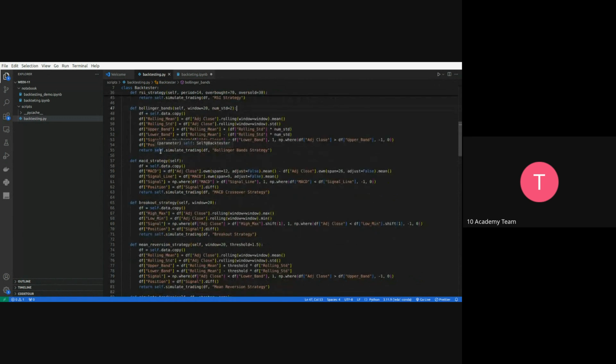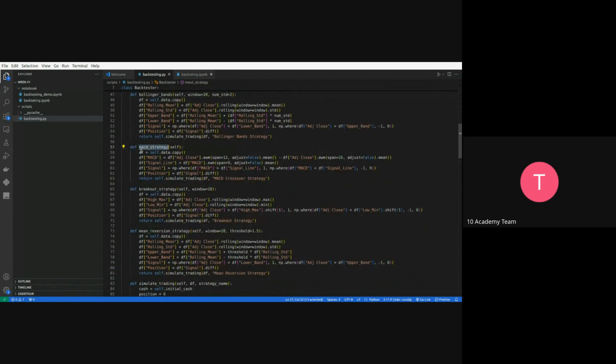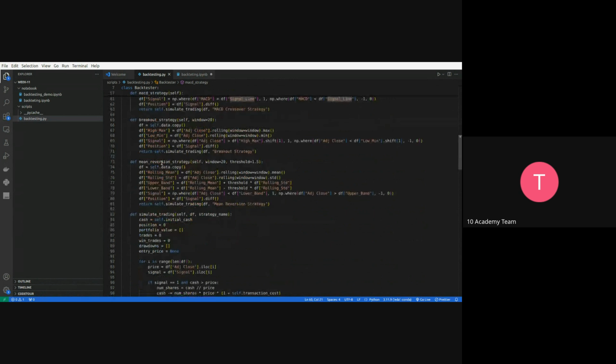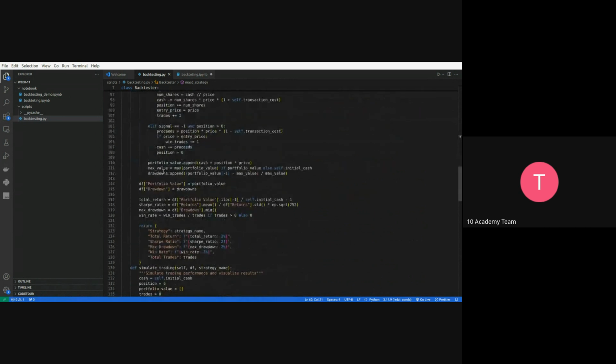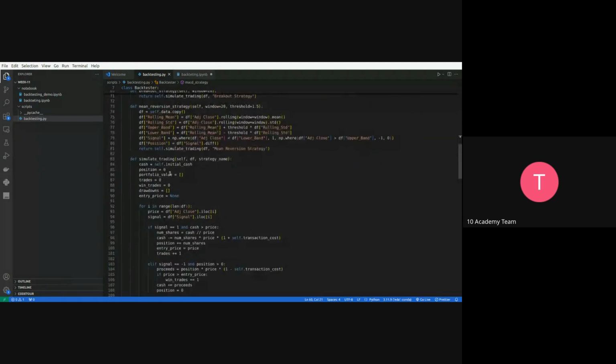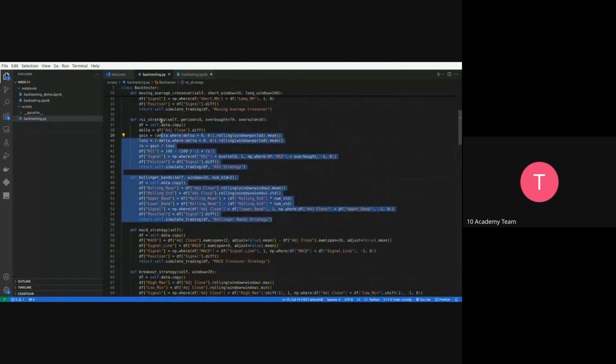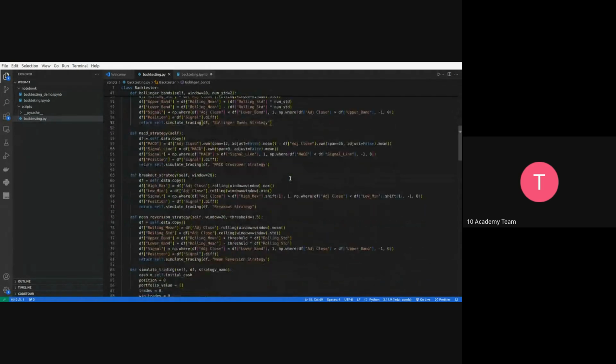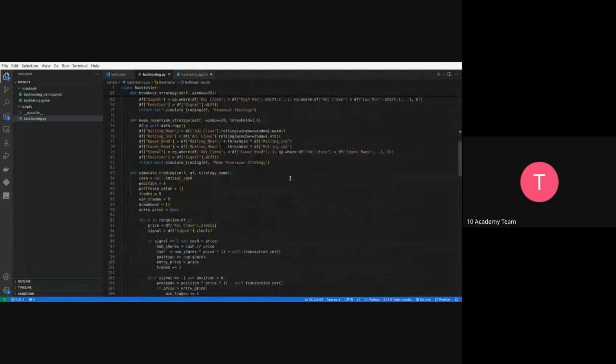So these are all the functions. Moving average convergence divergence works on top of moving average, but it has some twist on that. And these are all the strategies that I want to test. You can go through them, but some of them, these three for example, are the ones that we discussed. I will share the slides right after the session.